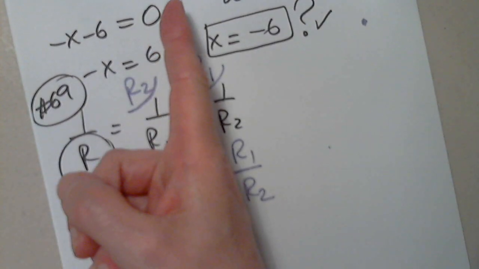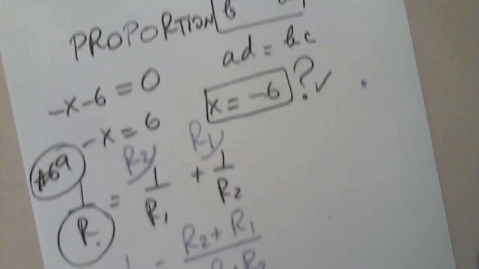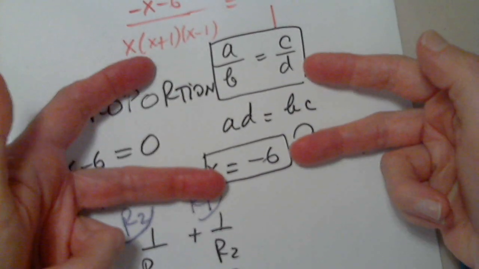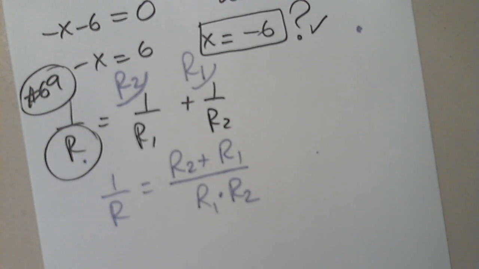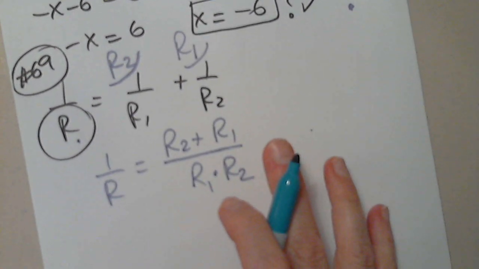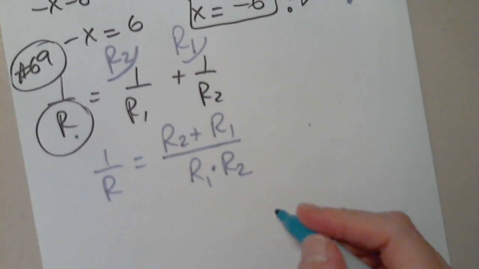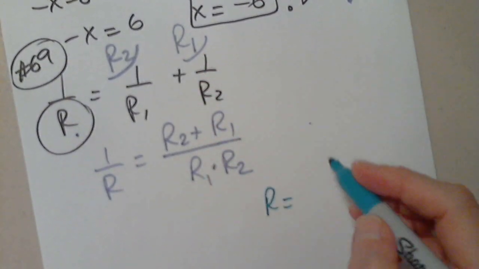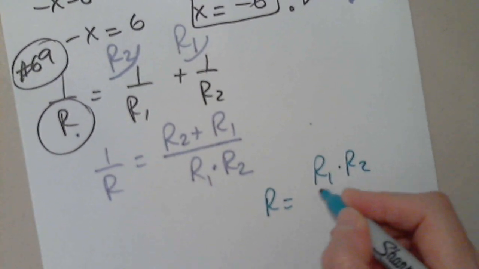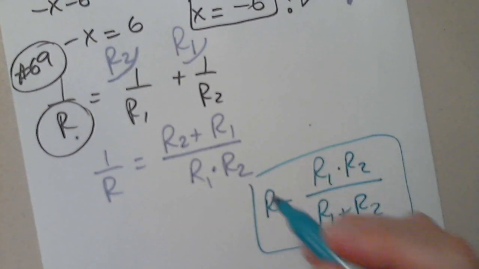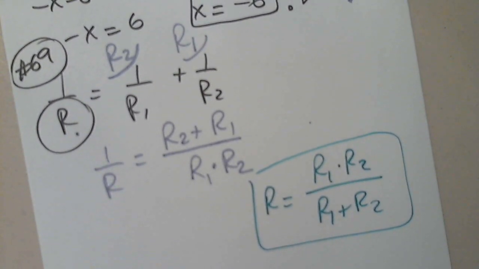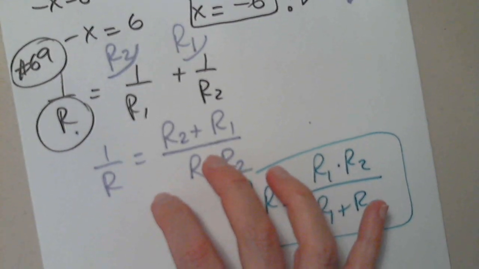This is a proportion. In a proportion, we can flip both, and we're done. So this is only in a proportion. I flip the left hand side, I flip the right hand side, and it's done. But I have to bring it to this step.